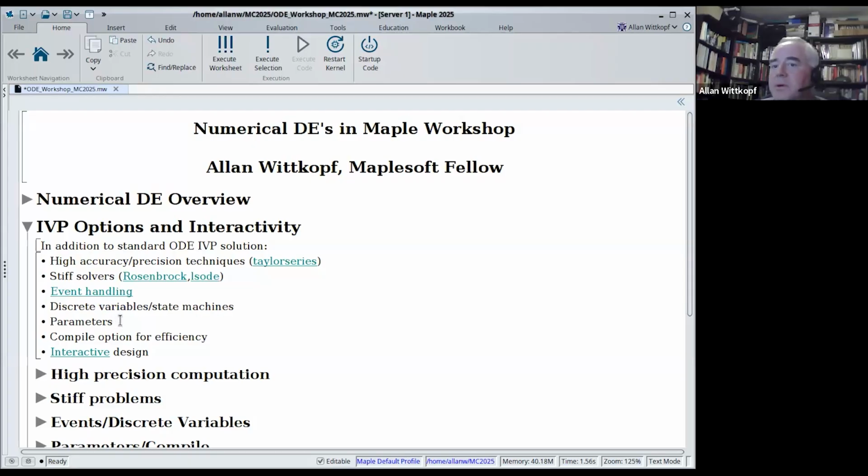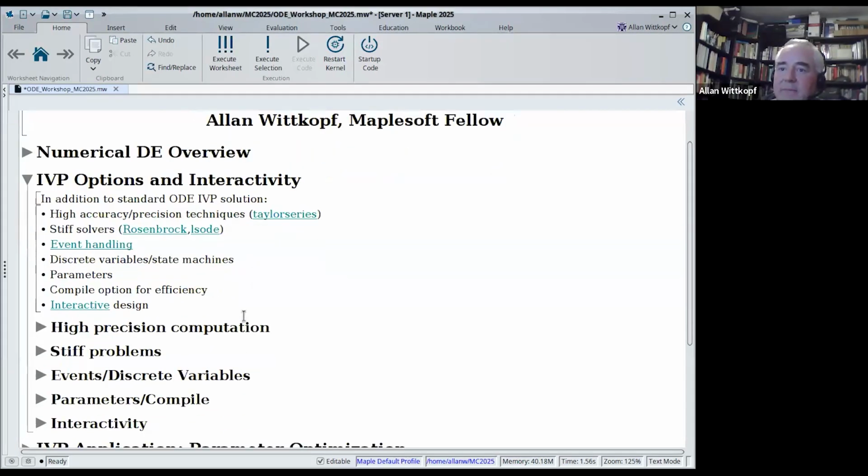Parameters, we can support parameterized problems and do the computation on request. We have the compile option, and it's quite a strong thing to be able to do if you can combine the compile option with parameters. So you can parameterize a problem and have compiled code running under the hood that very rapidly gives you different solutions for different values of the parameters. You set the parameters, obtain a solution, and so on. This is good for parameter optimization, which you'll see later. And as I mentioned, the interactive design. We're going to show a bit about that.